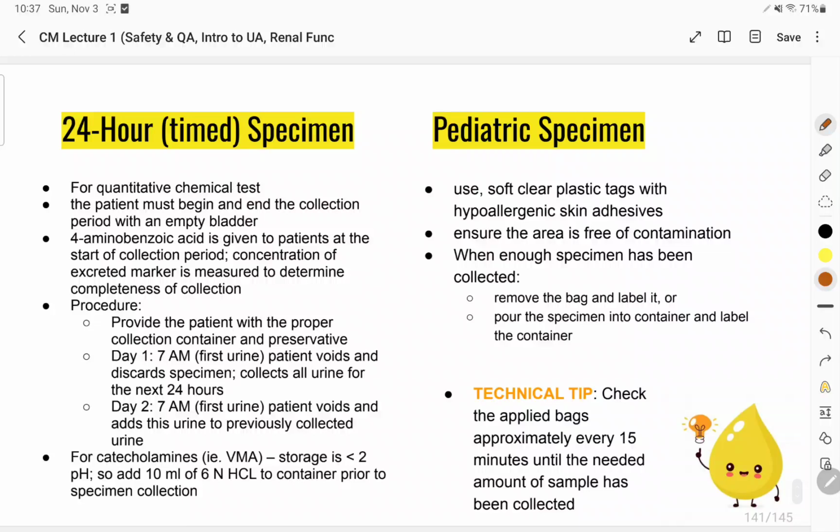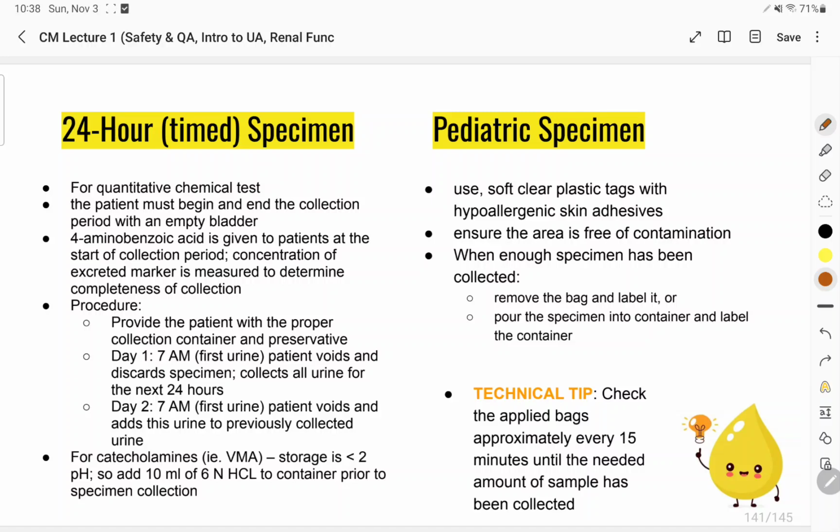Storage: if we want to measure catecholamines, especially its metabolic product, vanillylmandelic acid, or VMA, you store it with a pH of less than 2. So you add 10 ml of 6 normal HCl to the container before you collect the specimen.